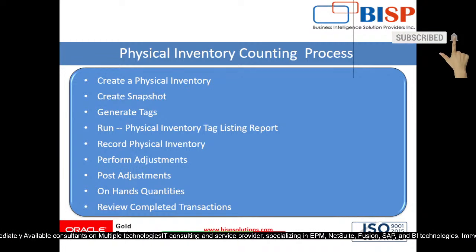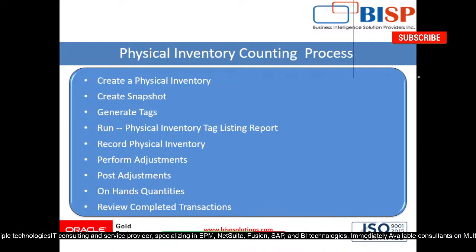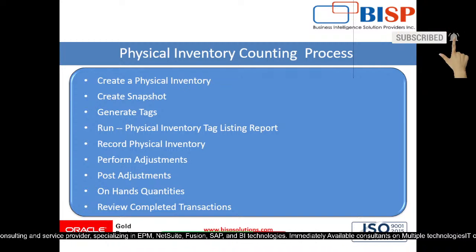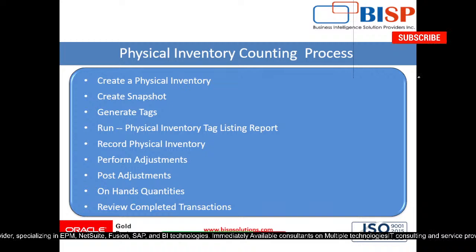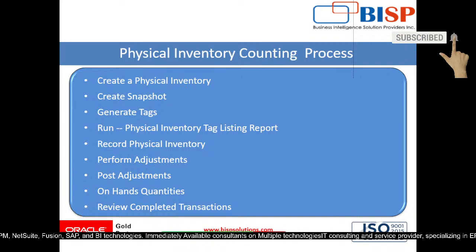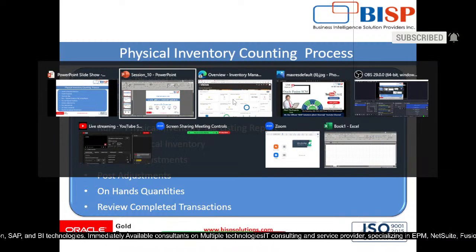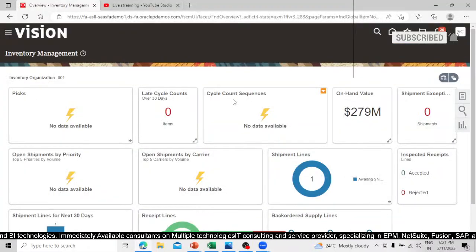But in cycle inventory counting, you can perform the tasks for shipping and so on. In physical inventory counting we cannot perform any movement of inventory. All this process depends on the organization. How we perform the physical inventory counting depends on the organization. So let's move to the application and we'll see all the tasks one by one.